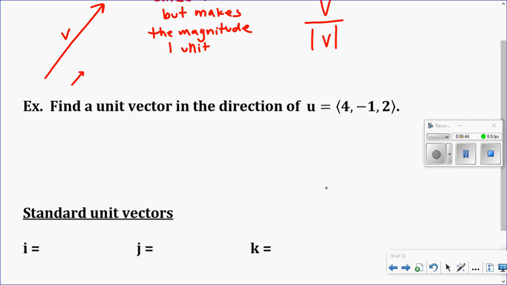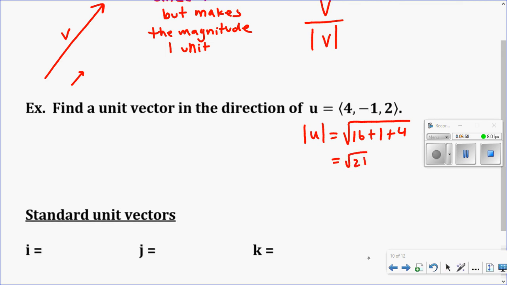So first of all, if I'm going to do this, I need the magnitude of vector u. So magnitude, remember, is square root. I square all the parts, so 16 plus 1 plus 4. So what's that? 21. Square root of 21. Okay, so a unit vector in the same direction as u is going to be the vector 4, and I'm going to divide that part by radical 21. Then I'm going to take negative 1, divide that part by square root of 21, and I'm going to take 2 and divide that part by the square root of 21. And that's my new vector.